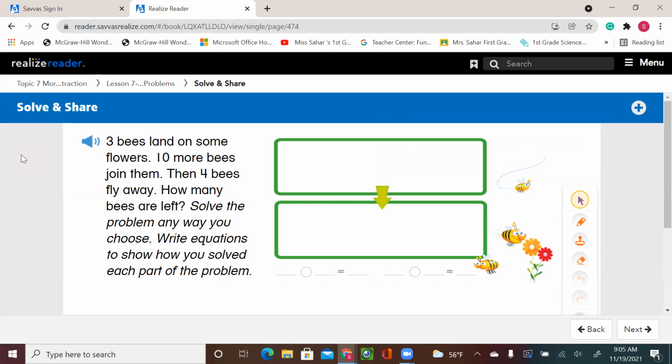All right, so as we see, this is 2 steps we need to do here. 3 bees land on some flowers, then 10 more bees join them. So that's the first step. There were 3 and now 10 joined them. Then what happened? 4 bees fly away. So that would be the second step. So watch our video and come back to this problem.